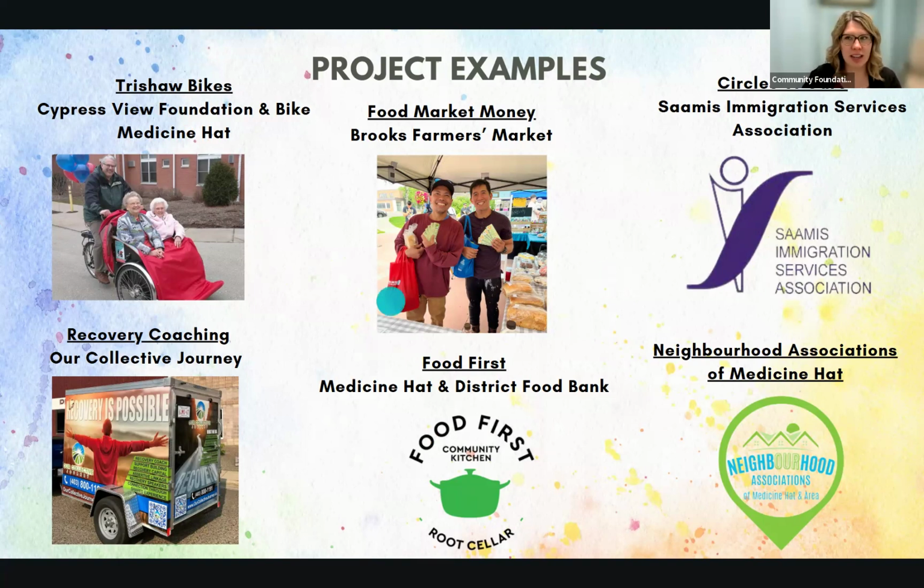So one project that was done, you'll see these lovely ladies riding on this little bike. This is the Trishaw Bike Project. It was a collaboration between a few agencies. Bike Medicine Hat established a chapter of Cycling Without Age, and they provided seniors or those with mobility challenges rides on the specially designed Trishaw bike operated by that volunteer pilot, the guy pedaling on the back there. So the Cypress View Foundation will support this project, and their residents will benefit from the bikes. So that was pretty neat.